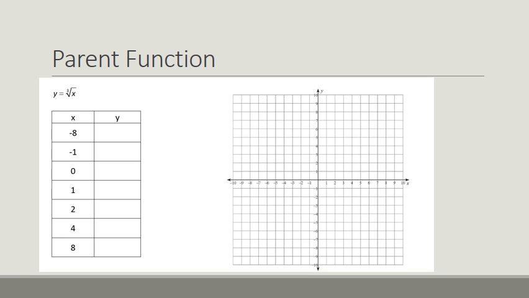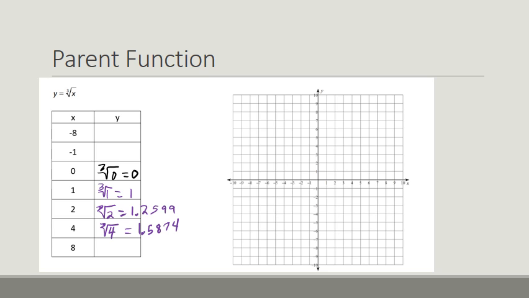Okay, I'm going to start down here with 0. So the cube root of 0 is 0. If I put in 1, the cube root of 1 is 1. If I put in 2, the cube root of 2 is going to be 1.2599. So it's not going to be pretty to graph. If I put in the cube root of 4, that's going to give me 1.5874. So that's not going to be pretty.